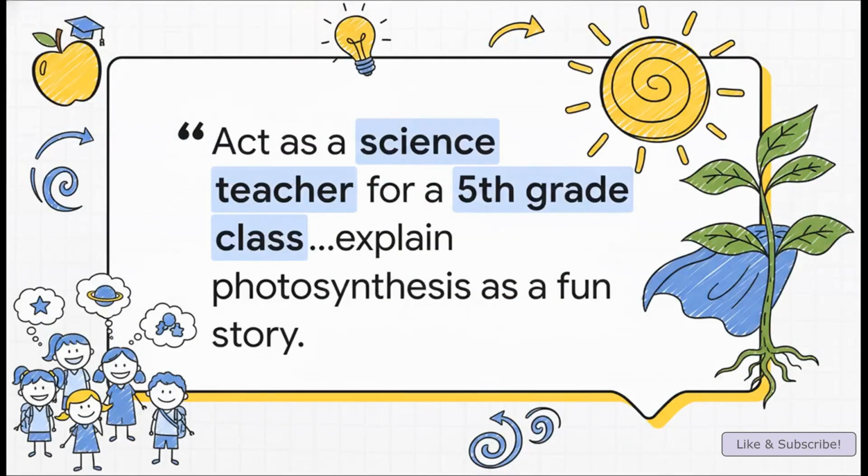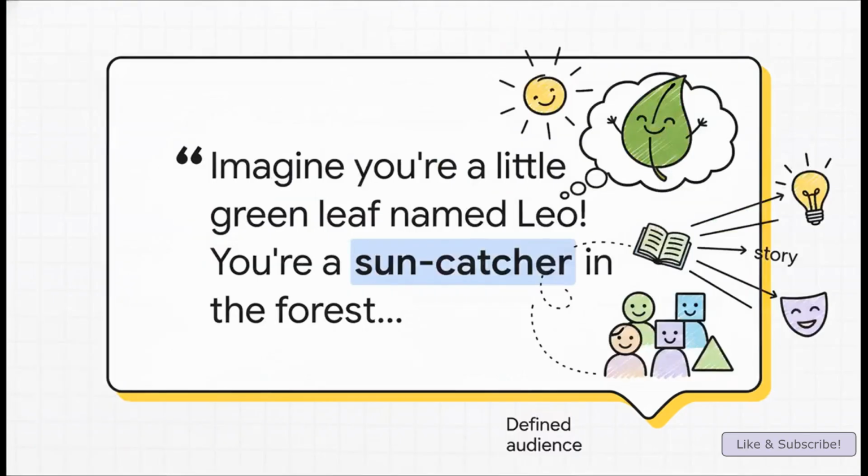But now, look at this. We're using our 4-part formula. The role, a science teacher. The audience, a 5th grade class. The goal, make it simple and fun. And the format, a short story. We've given the AI a complete mission to accomplish. And boom, look at the result.